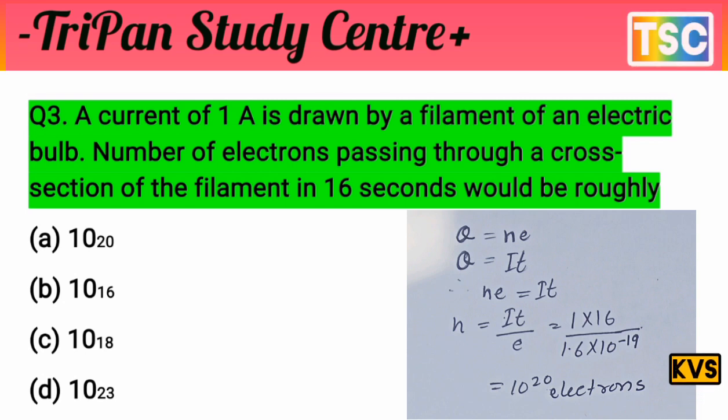So the formula is n is equal to It upon e. It means n is equal to 1 into 16 upon 1.6 into 10 power minus 19. That is the most important part. Here the 1.6 and the 16 cancel out, leaving a 10 above, and that gives the equation.